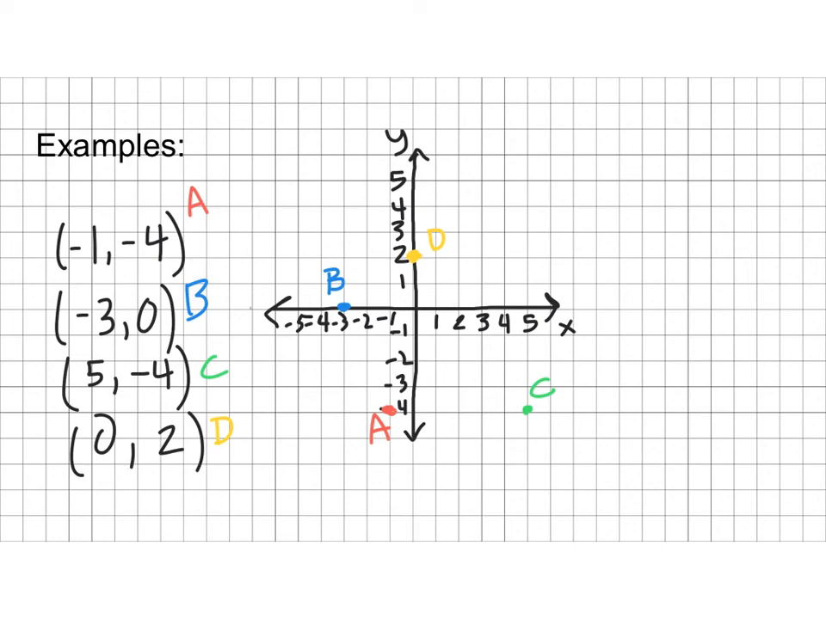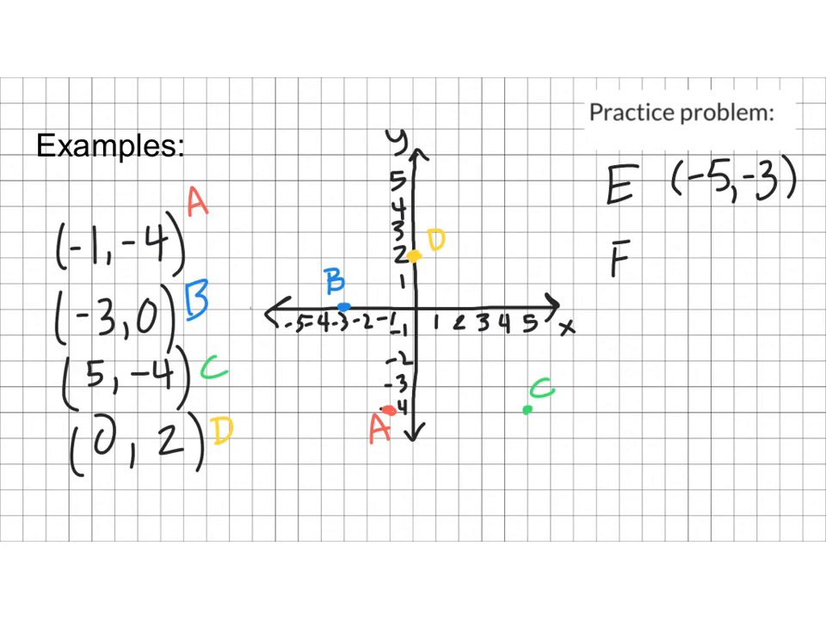For your practice problem today, I want you to add a couple more points. I want you to add points E and F to our graph. I want you to add point E at -5, -3. And I want you to add point F at 4, 0. We will check these in class tomorrow.